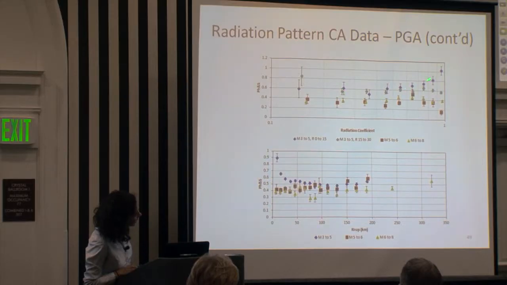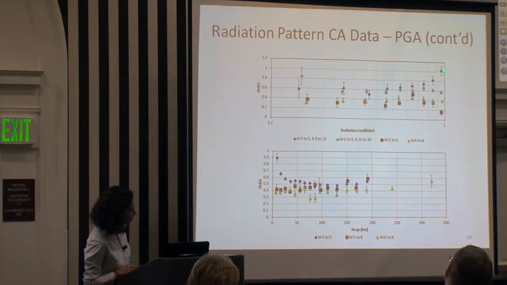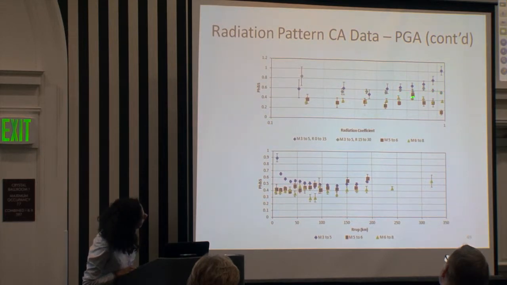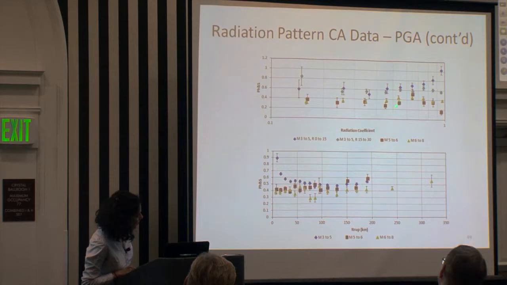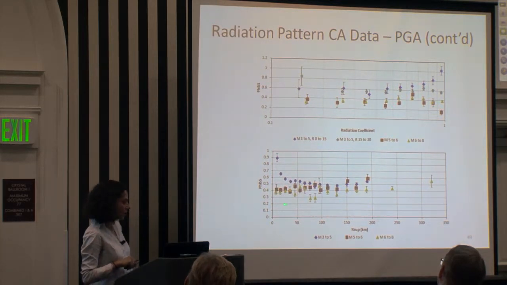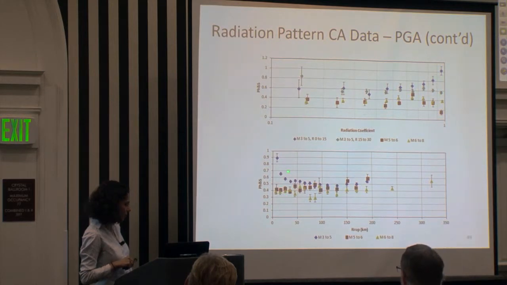And we see this kind of ramp of the VSS as the radiation coefficient increases up to 1. This other one, the blue, M3 to 5, distance 15 to 30 kilometers, does not show such a strong trend. And then M6 to 8 and 5 to 6 also don't show a trend. I put this plot here just to remind us what we're looking for. We're looking to explain this increase here.